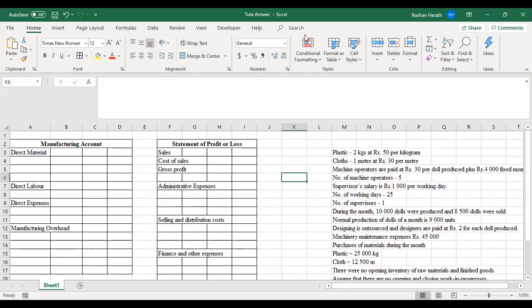Right. Since we are running out of time, I thought we may have a look at this together. Those who are continuing can keep working on that and just refer to this, and you may simply keep on doing, right? Okay. The first it says that plastic takes 2 kilograms at rupees 50 per kilogram. Cloth requirement is 1 meter at rupees 30 per meter. The machine operators are paid rupees 30 per doll produced plus 4,000 fixed monthly allowance per operator. Number of machine operators is 5, supervisor salary is given, along with number of working days and number of supervisors. It's a monthly situation, no? Yeah, it's a monthly situation. During the month, 10,000 dolls were produced and 8,500 dolls were sold.